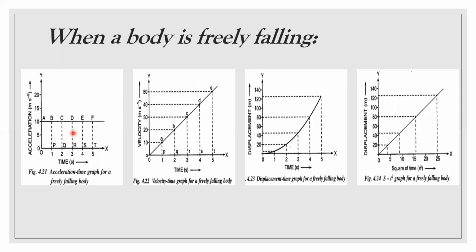So this is the acceleration time graph for a freely falling body. As I told you, for a freely falling body, what will be the acceleration due to gravity? It is 10 meter per second squared. So suppose a freely falling body takes 5 seconds to reach the ground. At all the points, the acceleration due to gravity will be the same, that is 10 meter per second squared. So when I draw a graph between acceleration due to gravity and time, I will get a straight line parallel to the x-axis.